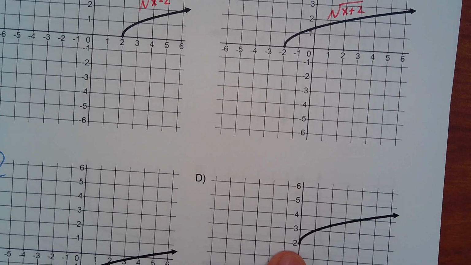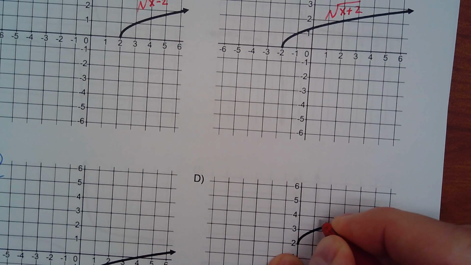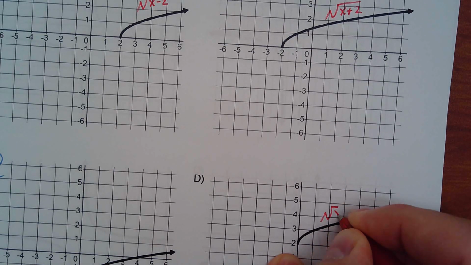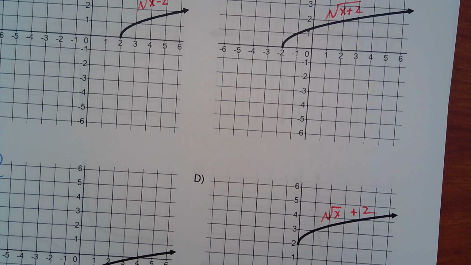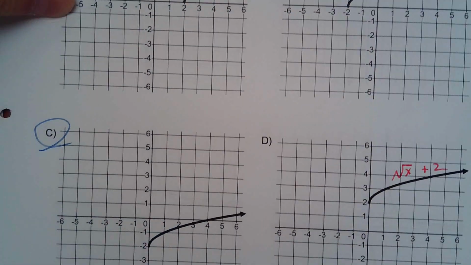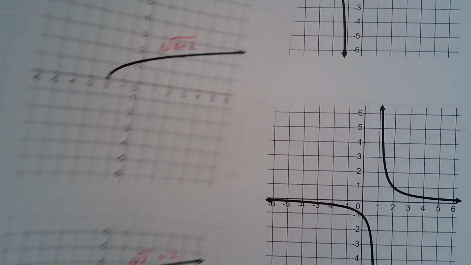Just FYI, if it was vertically shifted up 2, that would be the square root of x plus 2. So C is the correct answer. It's the correct graph. All right, let's turn the page.